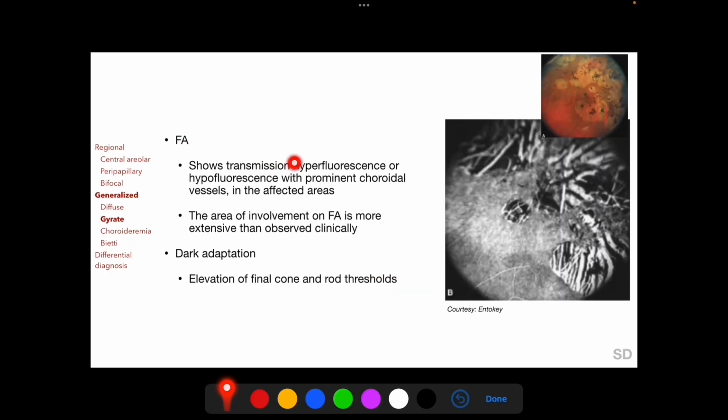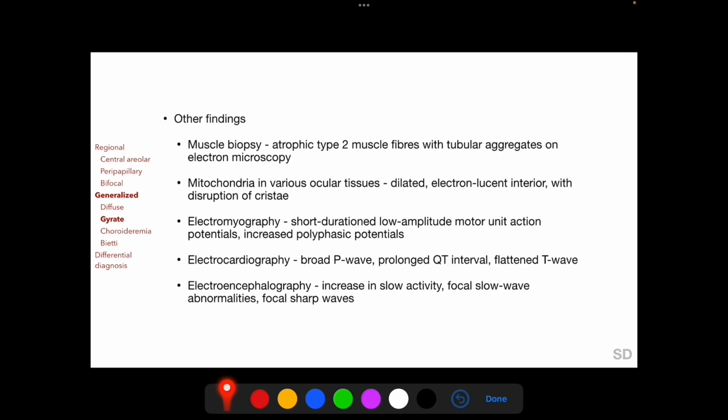Fluorescein angiography shows transmission hyperfluorescence in areas where only RPE is atrophic, or hyperfluorescence with prominent choroidal vessels, as seen here in this angiogram, where both RPE and choriocapillaries are atrophic. And dark adaptation testing shows elevation of both cone and rod thresholds. And on fundus autofluorescence, the affected areas will show hypoautofluorescence because of atrophy of RPE and its lipofuscin. Gyrate atrophy patients also show abnormalities in muscle biopsy, mitochondrial appearance in various ocular tissues, electromyography, electrocardiography, and electroencephalography.